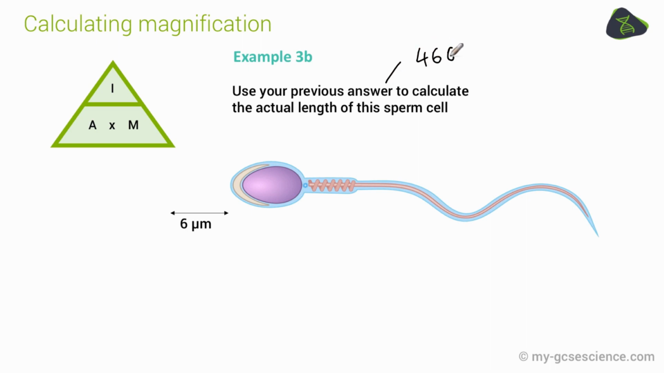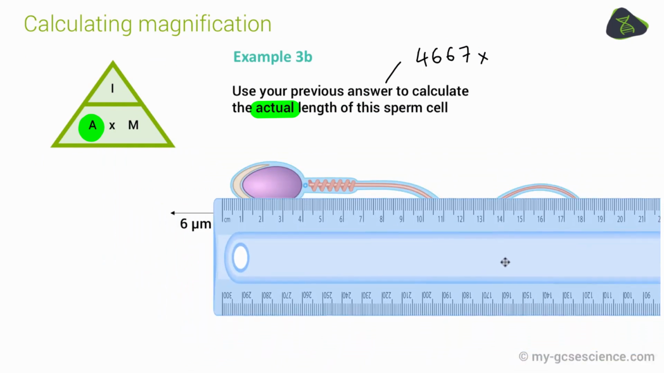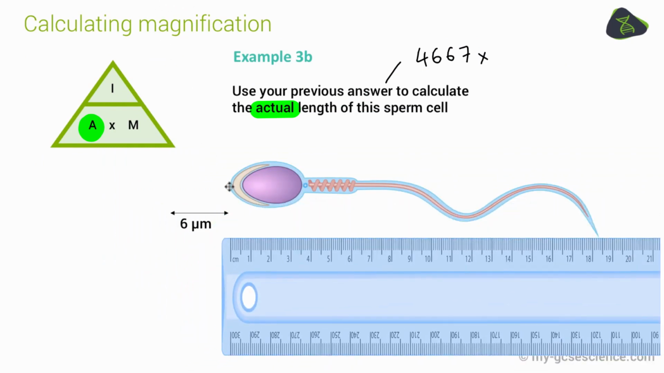So moving on to example 3b, use your previous answer, which is 4,667 times magnification, to calculate the actual length of this sperm cell. So here we're calculating actual length again. And it's the full length of this sperm cell, so the longest stretch really. So let's get that ruler again. Let's line it up. Okay, so it's in line there, and it's in line there.